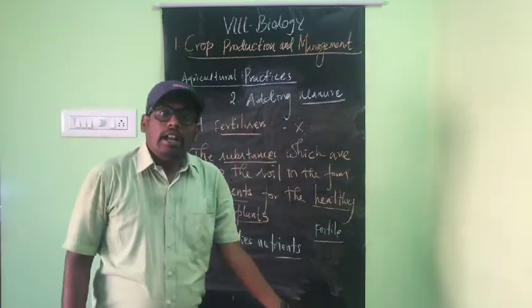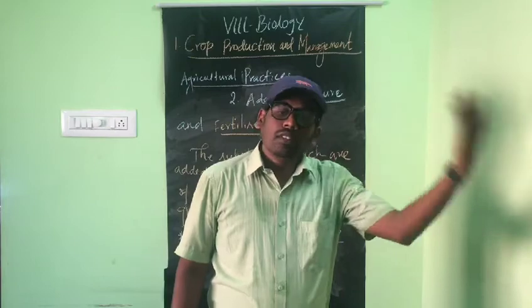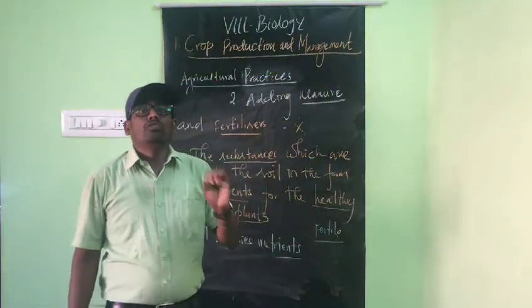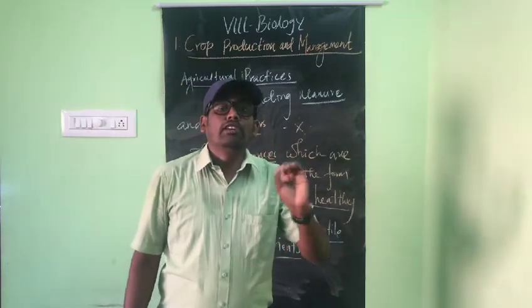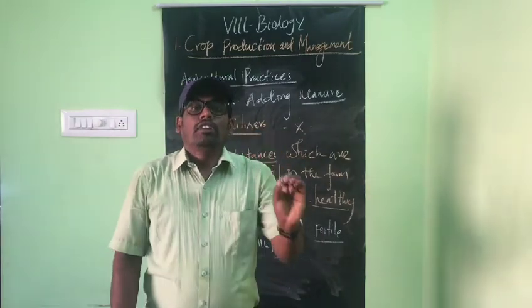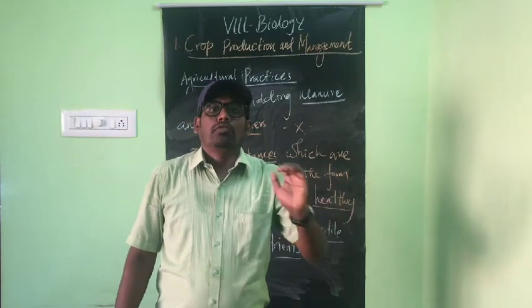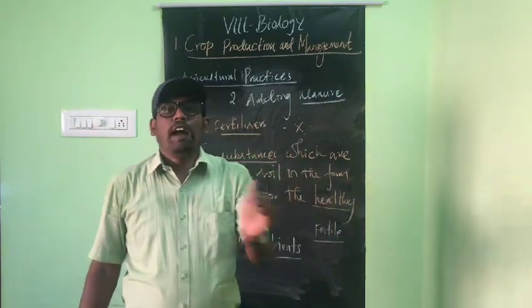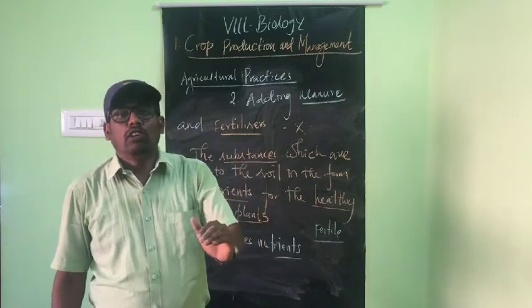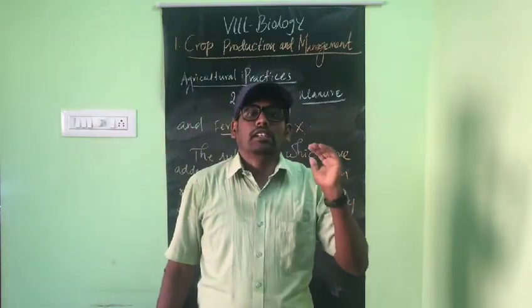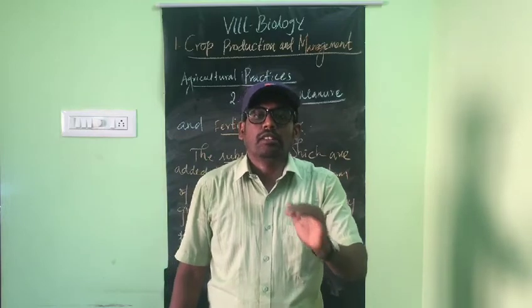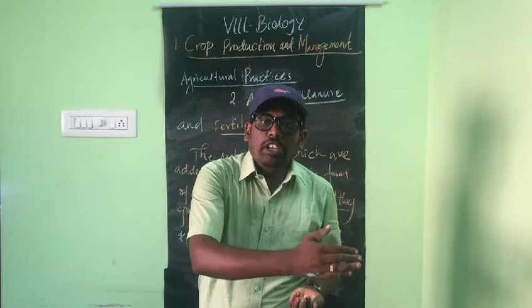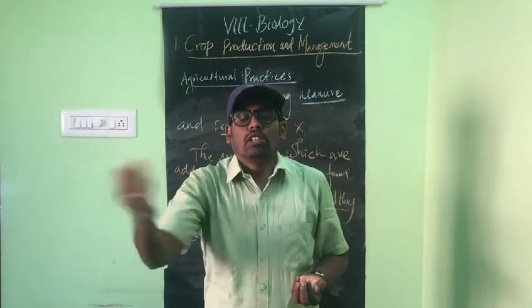And adding manure and fertilizer is the next stage. So before that, we have to leave the field fallow, or after cultivation of the crops we have to leave some gap. The field should be fallow. What is meant by field fallow? The uncultivated field is called a fallow. We have to give some time between cultivation of one crop and another crop.